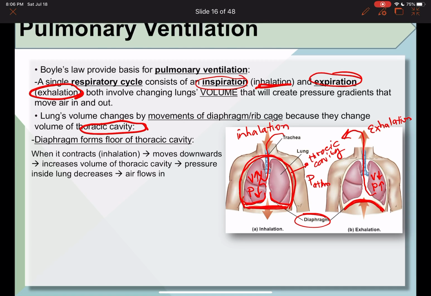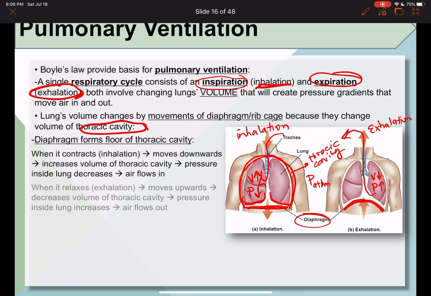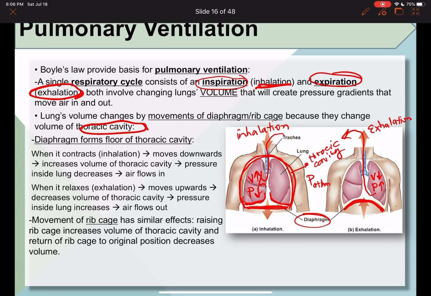Okay? So this is inhalation, this is exhalation, all regulated by what our diaphragm is doing down here according to the volume changes within the thoracic cavity, which then have a direct relationship to the pressure that is changed within the lungs. So now you can see why our diaphragm has a lot to do with our ability to breathe.